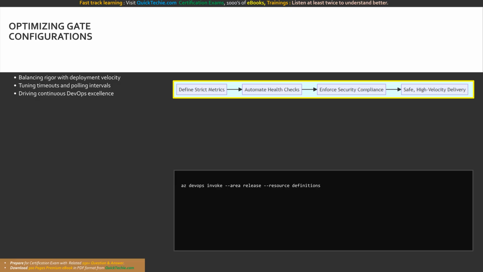To summarize this critical topic, designing and implementing quality and release gates is the absolute key to balancing rigorous security governance with rapid continuous delivery. By strategically tuning timeout durations, polling intervals, and combining automated health inspections with mandatory security scans, transformation teams eradicate deployment anxiety. These gates mathematically enforce the rule that only flawlessly validated, highly secure code enters your production ecosystem.